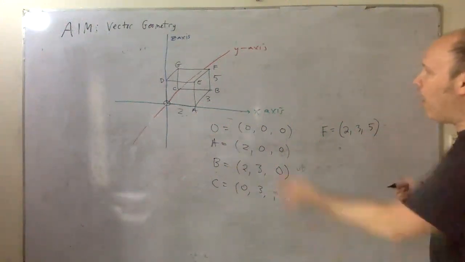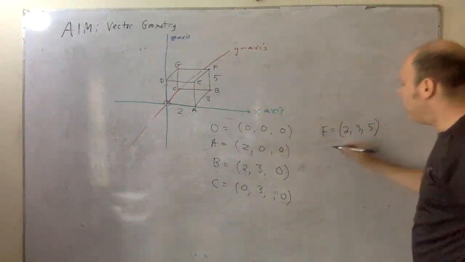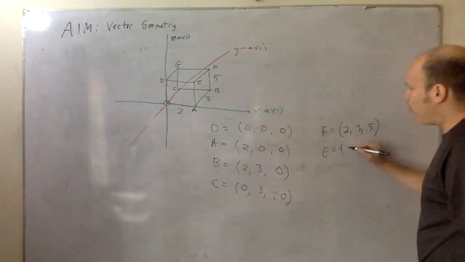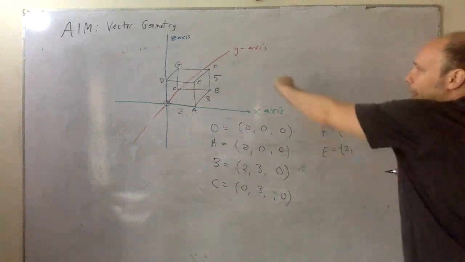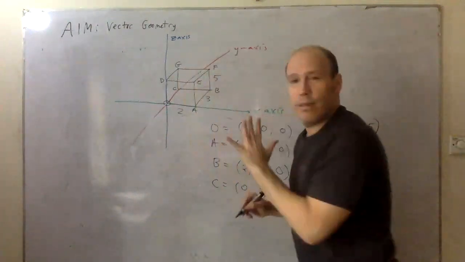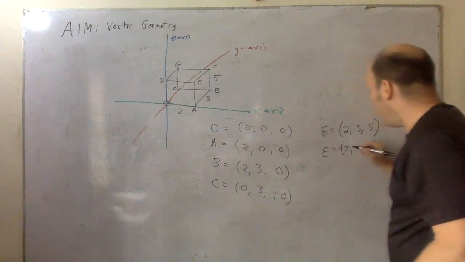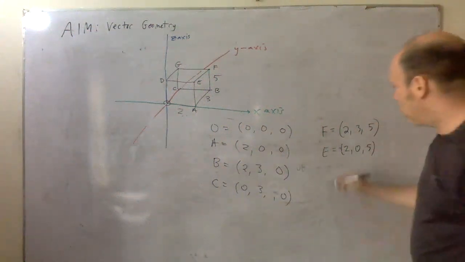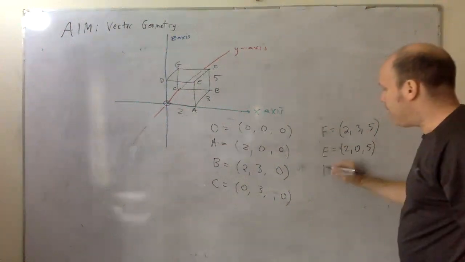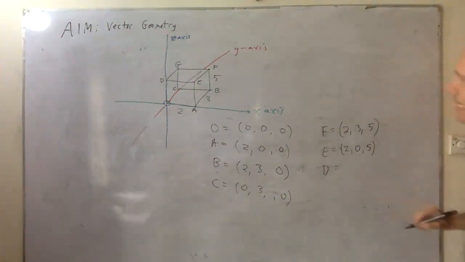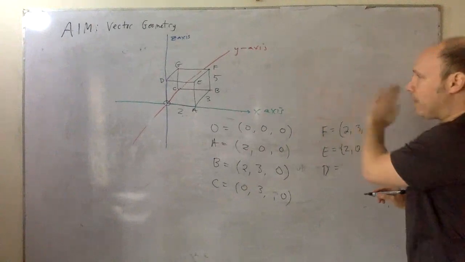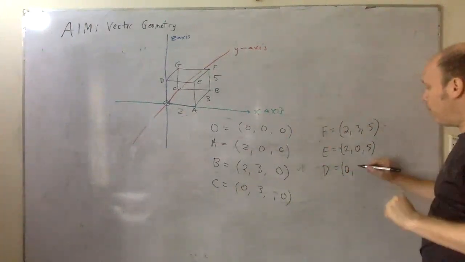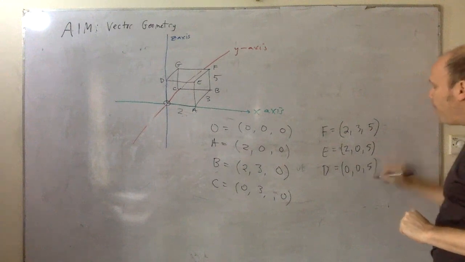This is a 3-dimensional thing. What about point E? How do I get to E? Well, let's see. I go 2 to the right. I don't go back. I'm on the front face. I'm not going back. But I have to go 5 up. What's next? How about D? How do I get to D? Well, I'm not moving to the left or the right. I'm not moving backwards or forwards, but I do have to go 5 up.